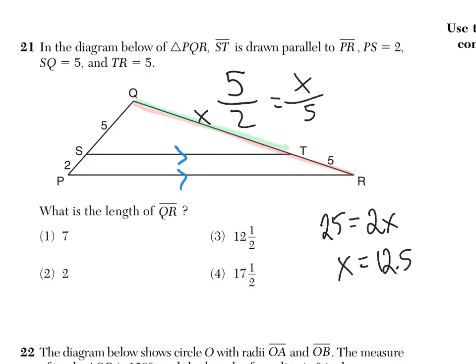Is 12.5 our answer, or is that not what it's looking for? I can see it says, what is the length of QR? And again, that's the red segment that I highlighted earlier. So we know that QT is 12.5. That means that QT plus TR is 17.5, right? 12.5 plus 5 is 17.5. Option 4 is our correct answer.